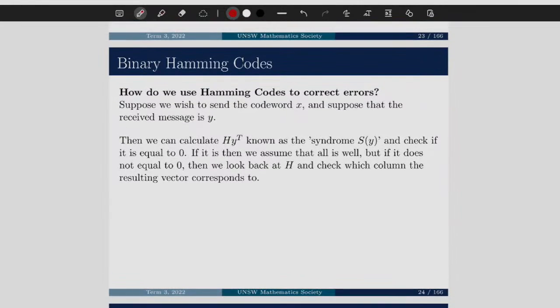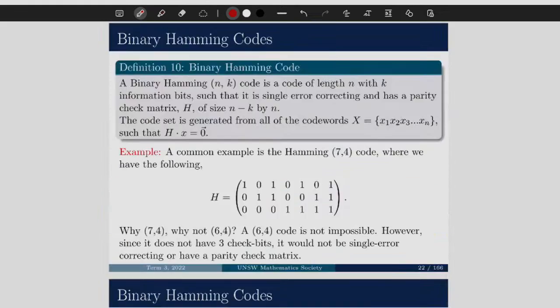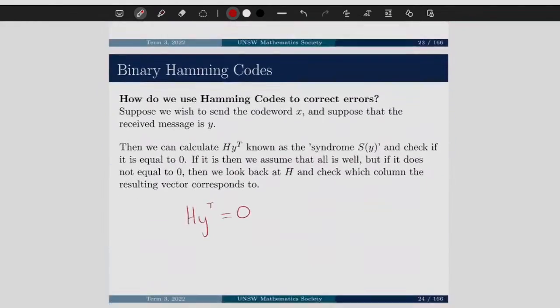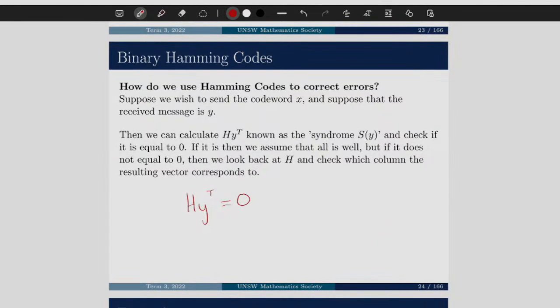Okay, so how can we actually use this to correct errors? Because that's the whole point of the topic, right? How do we use this to detect and correct errors? So suppose that we wish to send code word X, and we receive Y instead. If it's valid, it would equal 0, because that's what we defined Hamming codes as earlier. It has to equal the 0 vector. However, if it doesn't equal the 0 vector, then we have detected that an error has occurred. And the way we correct it is we check which column the resulting vector corresponds to.